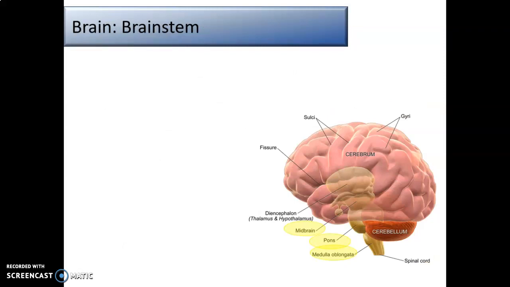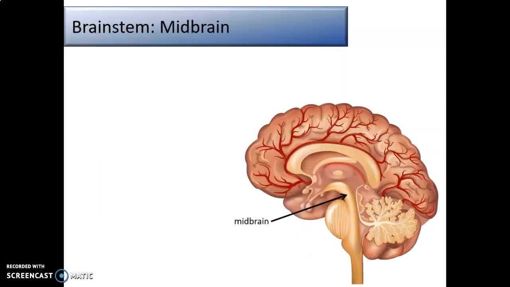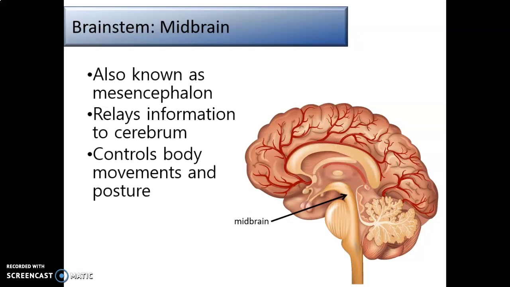So then we move on to the brain stem. The brain stem is located between the cerebellum and the spinal cord. Oh, we've gone through this. Okay, midbrain. Midbrain, also known as mesencephalon. It relays information to the cerebrum. It controls body movements and posture. So my question to you is, if it controls body movements and posture, what lobe or lobes does it specifically work with? I want you to drop that answer in the comments below.